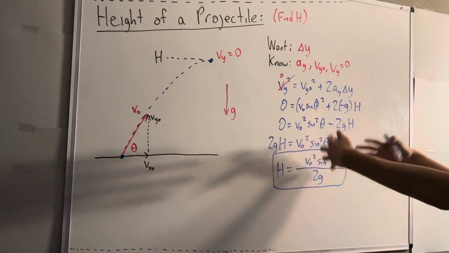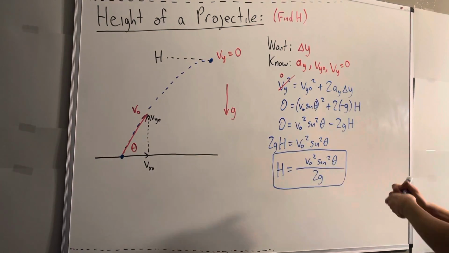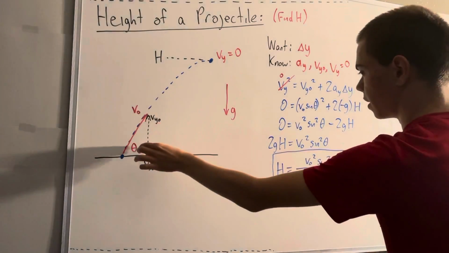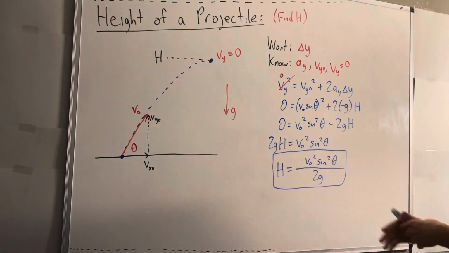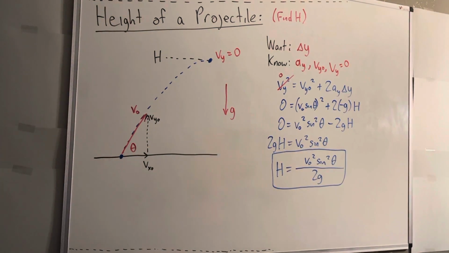And so yeah, that's pretty much the whole idea. And it is, of course, in terms of these three things: initial velocity, launch angle, and acceleration due to gravity. That would be the maximum height that a projectile reaches. So that's pretty much it.